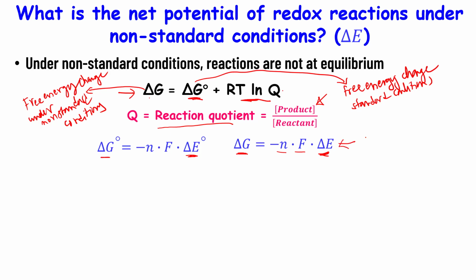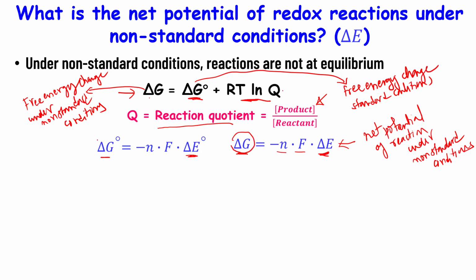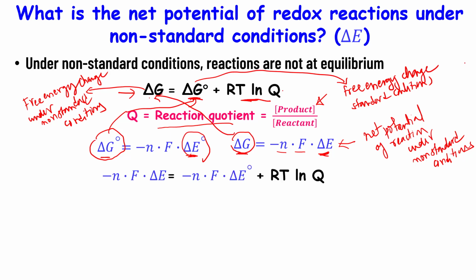This is the net potential of the reaction under non-standard conditions. So now what we are going to do is take this equation where we have expressed delta G in terms of delta E, and take this equation where we have expressed delta G naught in terms of delta E naught, and then plug it in to this particular equation. I'm going to plug this one here and then this one right over here in the place of delta G and delta G naught. When I do that, you can see that on this side I have negative NF delta E for the delta G term over here, and then negative NF delta E naught for the delta G naught term over here, plus RT ln Q.